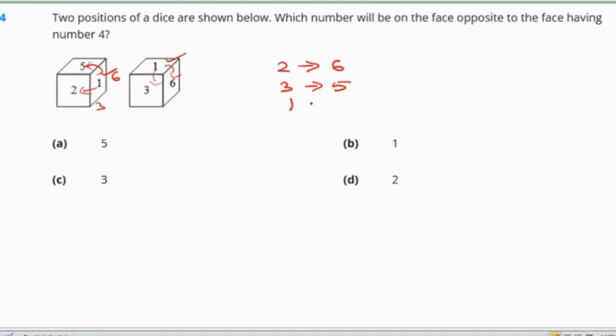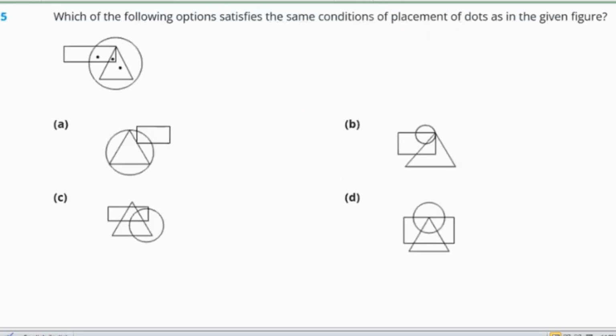So in the same way, 5 and 4 will be opposite to each other. Okay, so if the question is asking which number will be on the face opposite to the face number 4, that is option B, which is 1. Okay, now we have the next question.